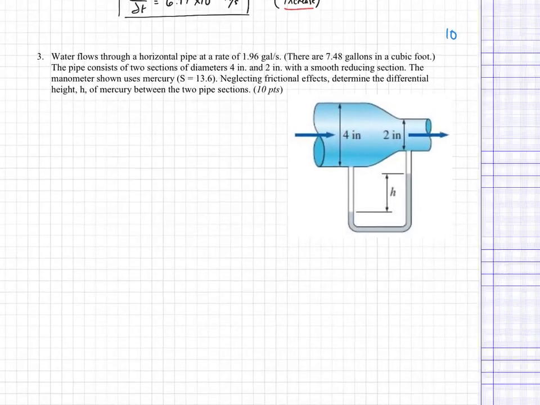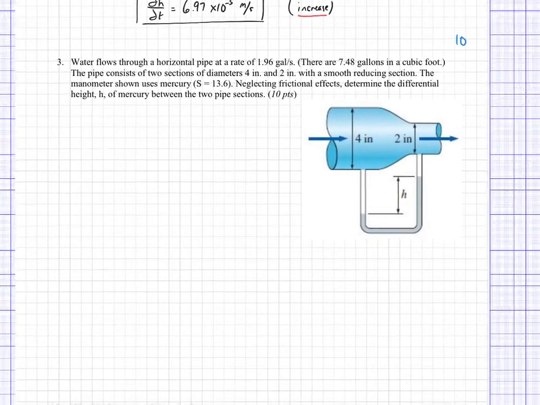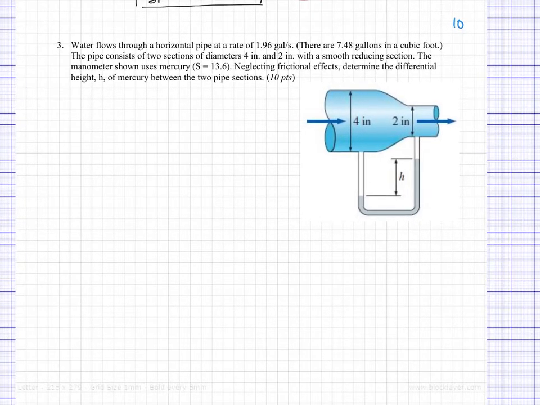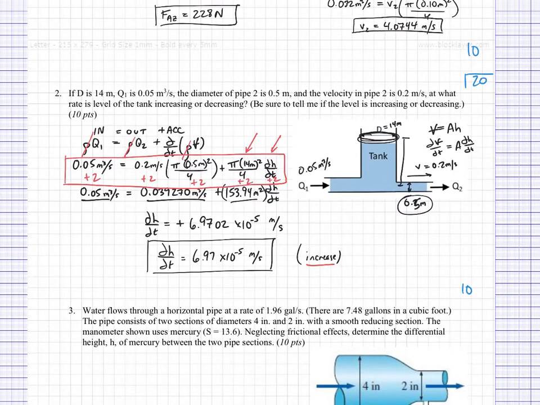Okay, so let's go down here. This one. I love Venturis. Oh, wait, hold on a second. This one right here, I think this one just came off of an old test. This is an old test problem. I've used this one several times.